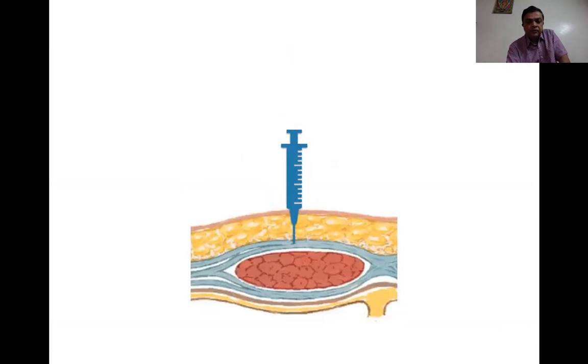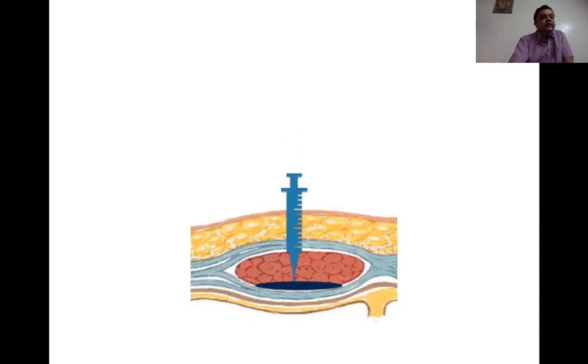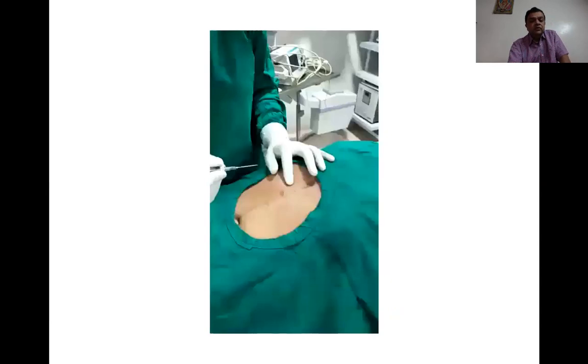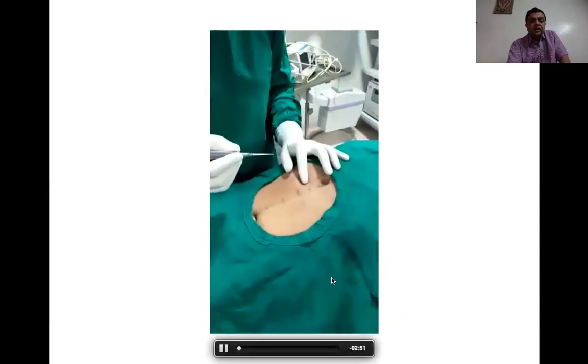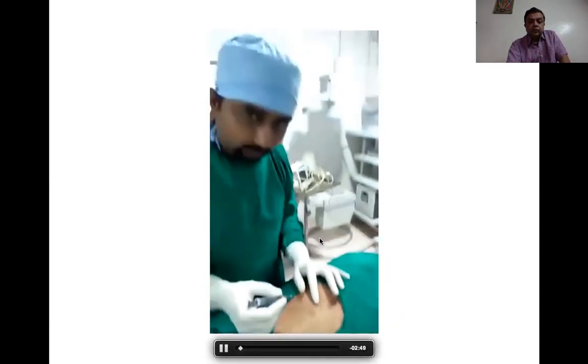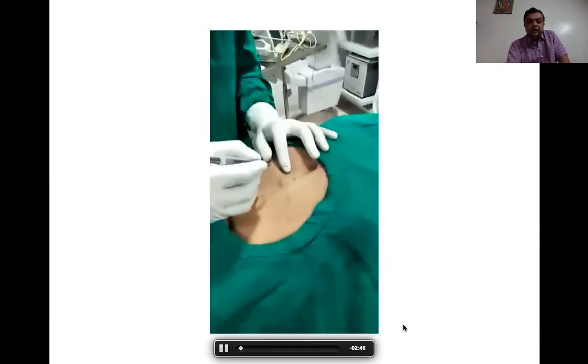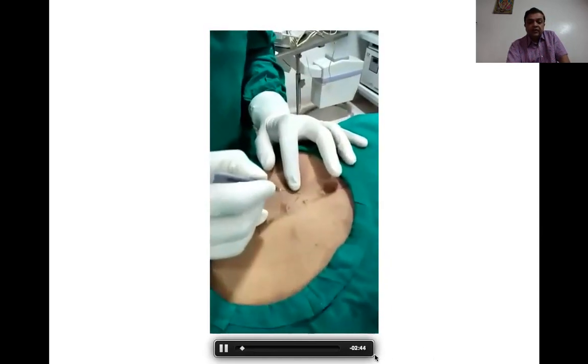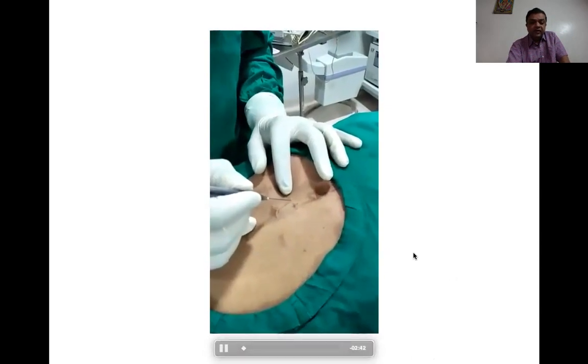I am feeling the bounce, then pop and advance. You don't need to feel a second bounce. Once you feel the resistance, you have to inject the drug. So this is how you can give rectus sheath block. It is a very simple block and it can be given very easily with loss of resistance technique.